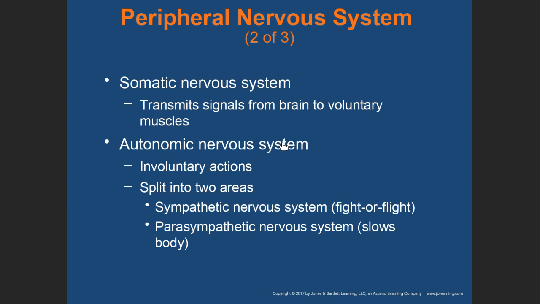So the autonomic nervous system is responsible for involuntary actions, and it splits into two areas: the sympathetic nervous system, which is the fight or flight, and the parasympathetic, which is the rest and digest or feed and breed system. Now, question. Let's see if you were paying attention.